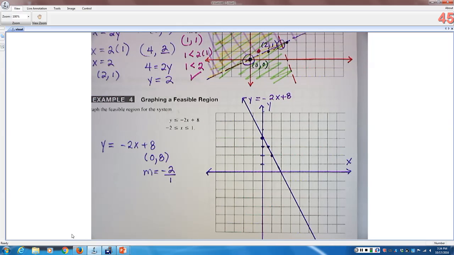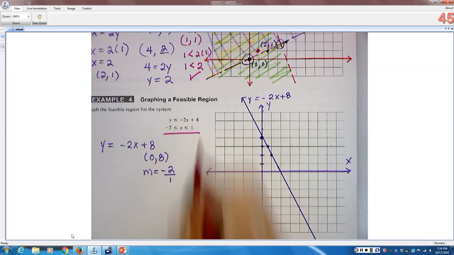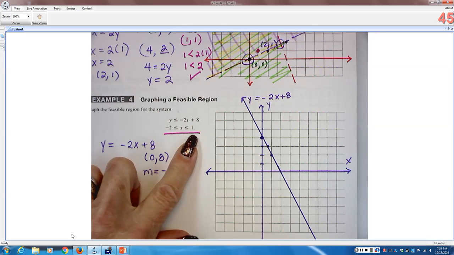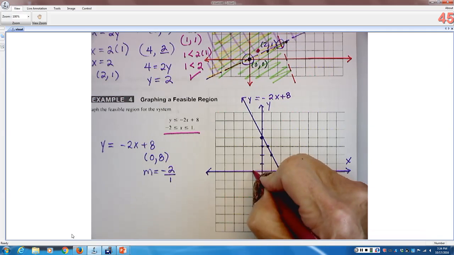Now I could go ahead and shade, but what I'm going to do before I shade is I'm going to take care of the second part of the system, which is that x can only be restricted to being from negative 2 to positive 1. This would be x is negative 2.